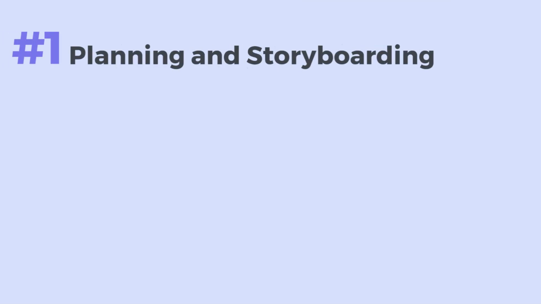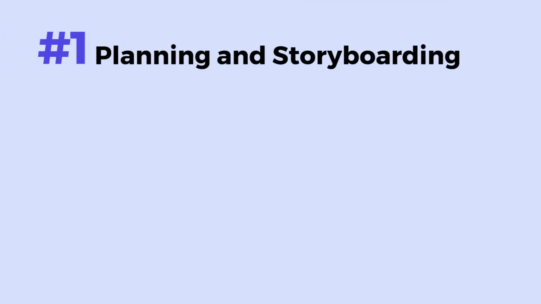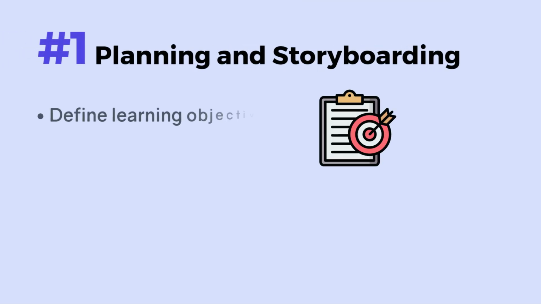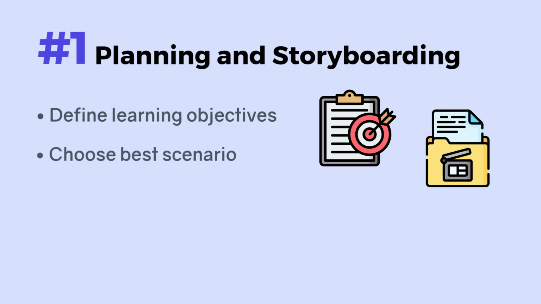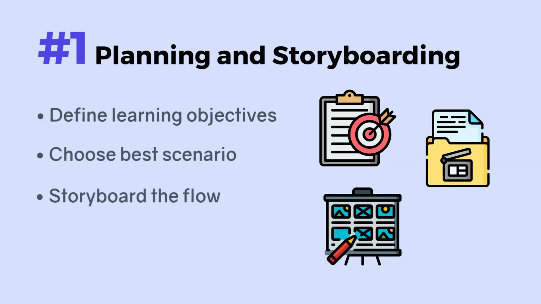First step, planning and storyboarding. This has 3 sub-steps. 1. Defining your learning objectives, that is, the knowledge or skills that you want your learners to gain from the simulation. 2. Choosing the scenario that best aligns with your objectives. 3. Storyboarding the flow, by sketching out the sequence of actions, decision points, potential outcomes, etc., of your simulation.